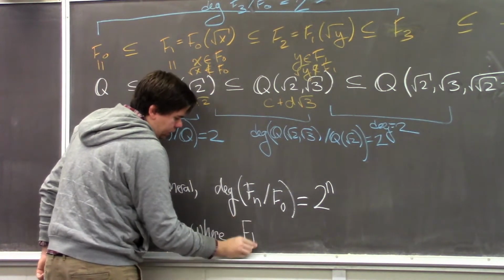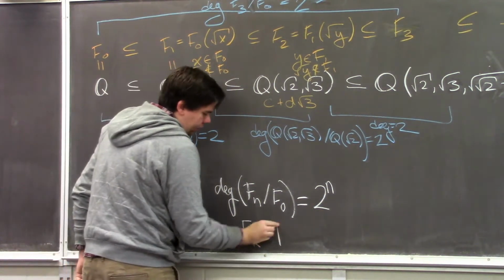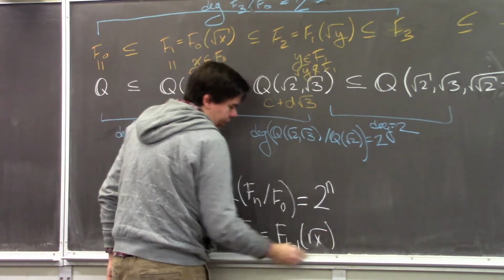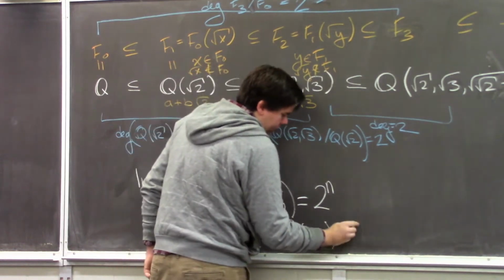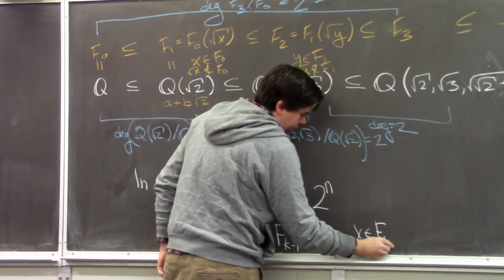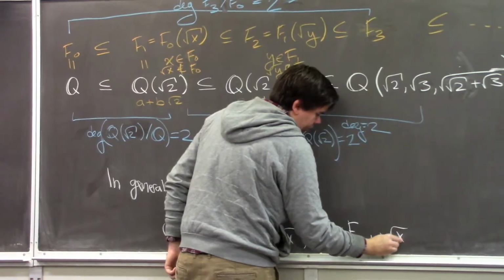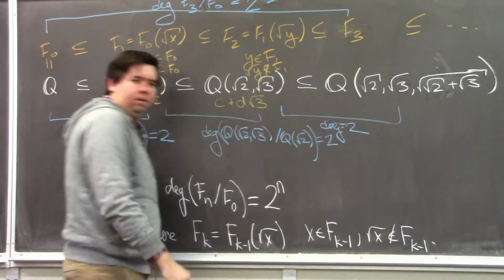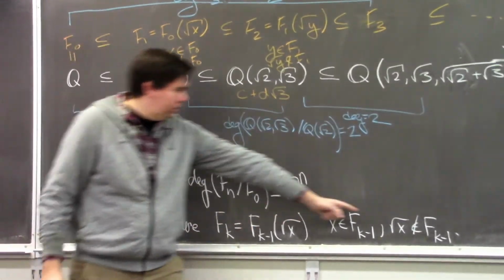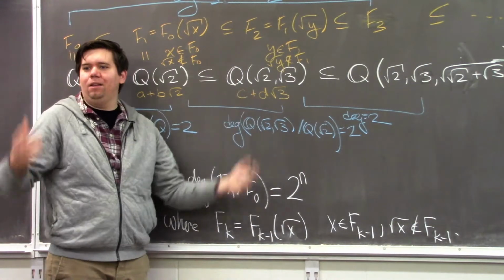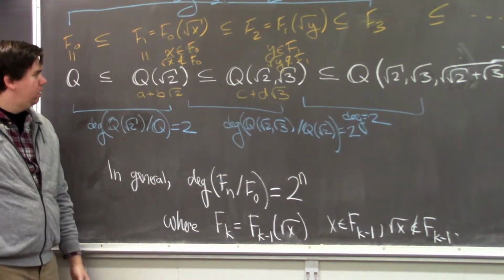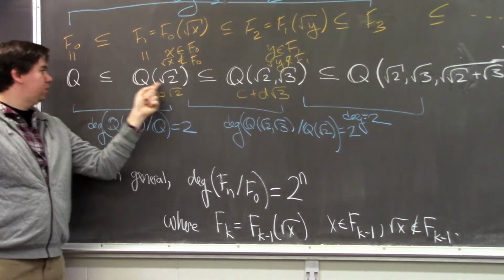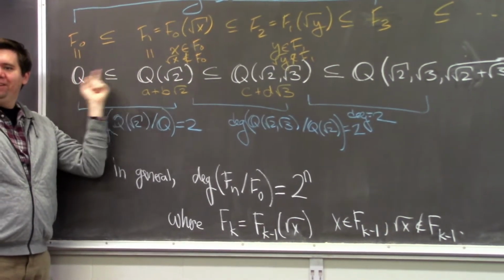Where each F_k is obtained from the previous by extending by some square root of an element that was in the previous field, but whose square root was not in that field. I need the second condition, because if I extend by, like, the square root of 4, I'm not adding anything, right? It would still be the same field. It would be a degree 1 extension.